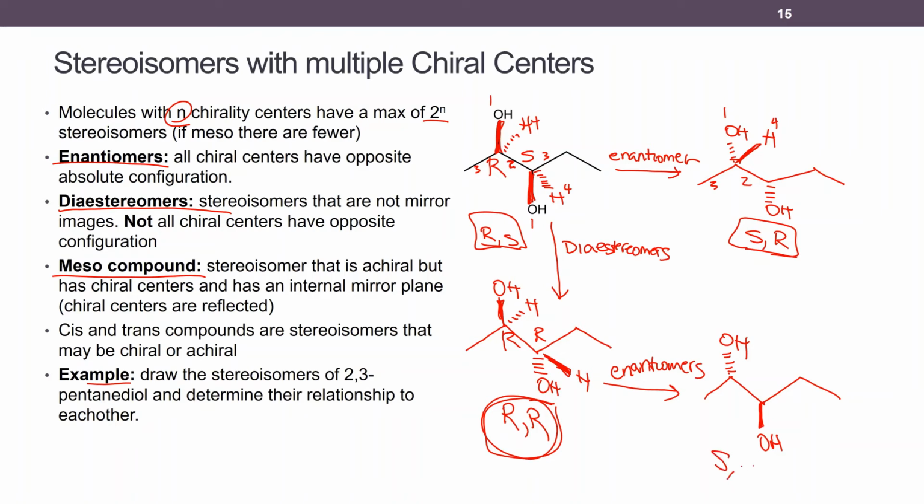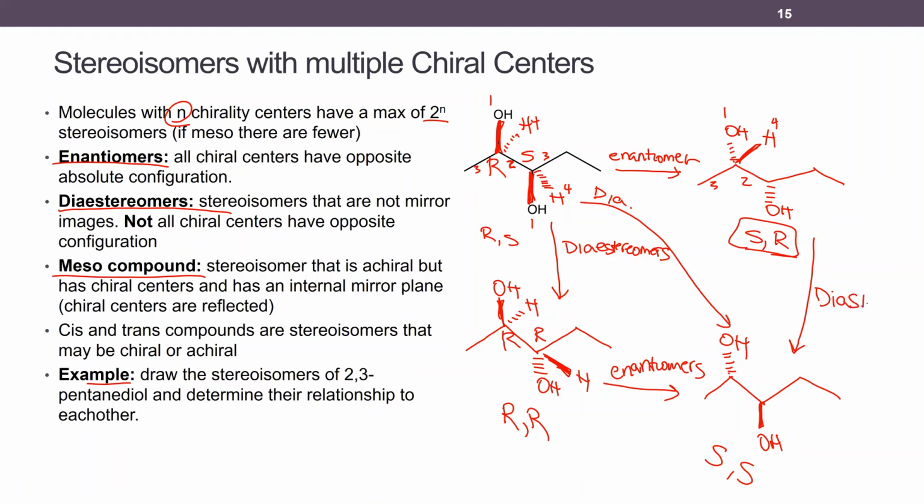Okay, and that's SS. You can prove that to yourself if you need to. Now, if I compare this SS to my original, those are diastereomers of each other. Because they're not completely inverted, my RS is not SR down here. It wasn't inverted to SR, so they are not enantiomers, they are diastereomers. Okay, and then these are diastereomers of each other. So if you look at any one of these stereoisomers, it has one enantiomer and then two diastereomers.